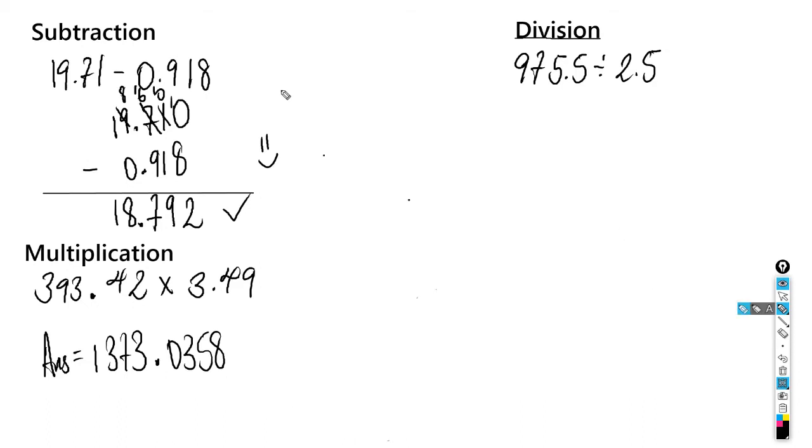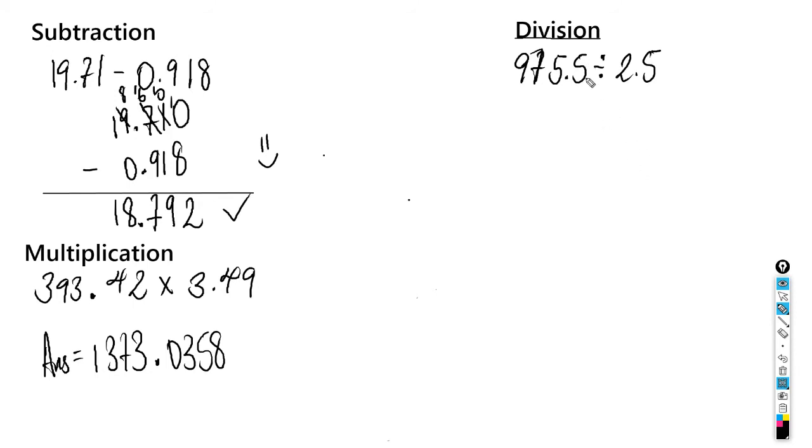Awesome, guys. So we're back in action here with division. And division is a little different from multiplication, right? It's a little different, okay? And let me show you what's up. So we need to divide 975.5 by 2.5, right? So how do we do this?